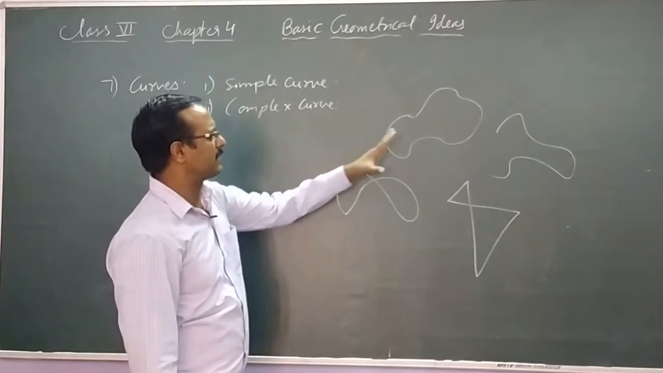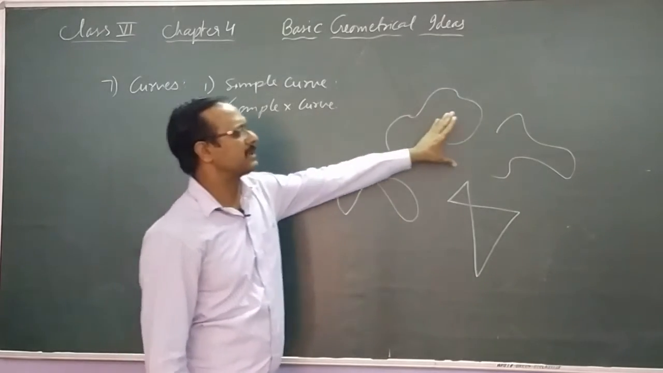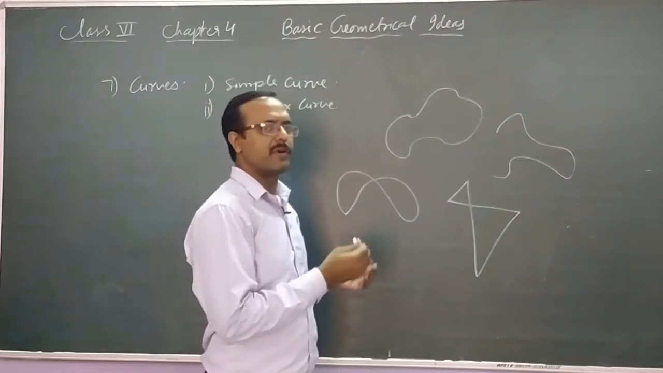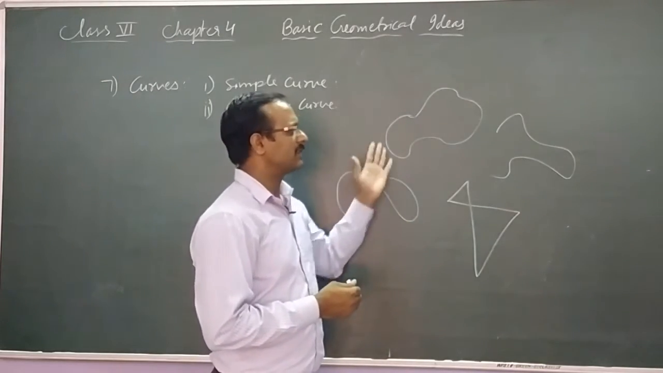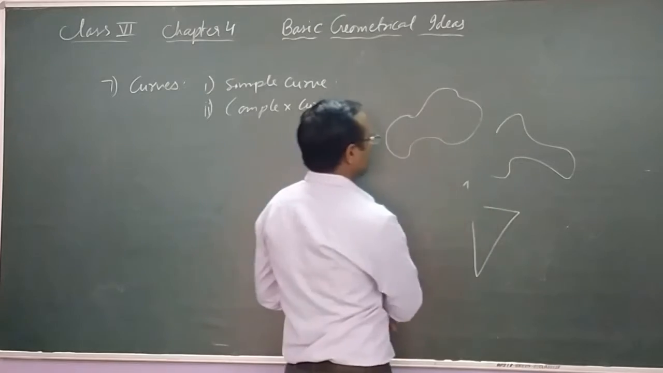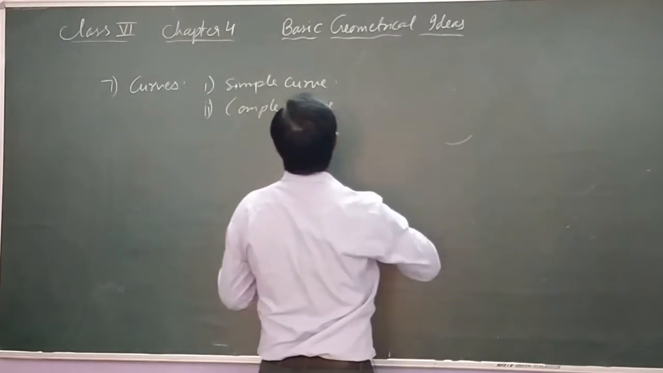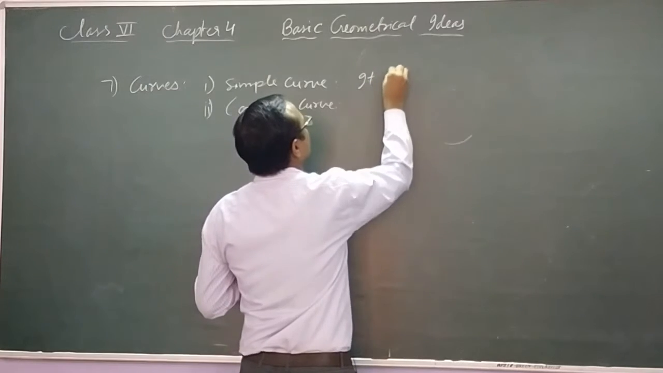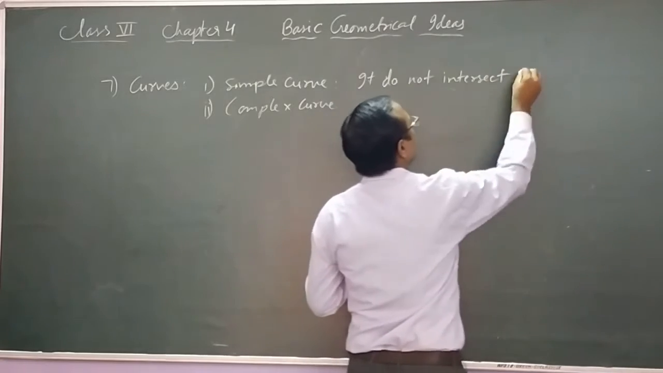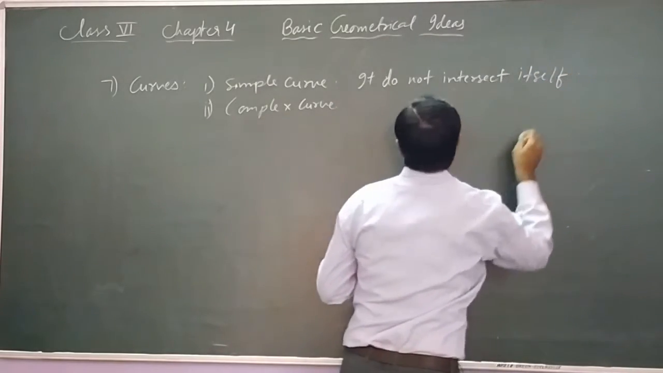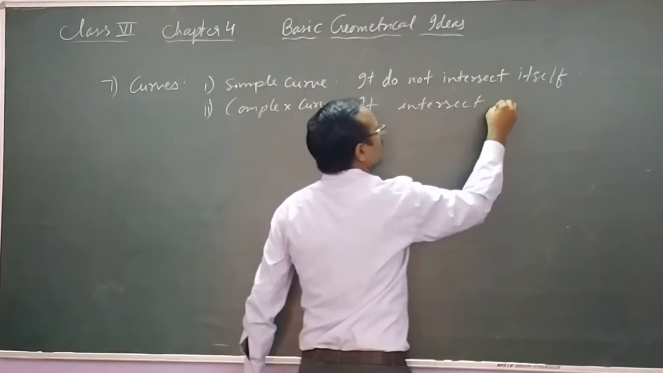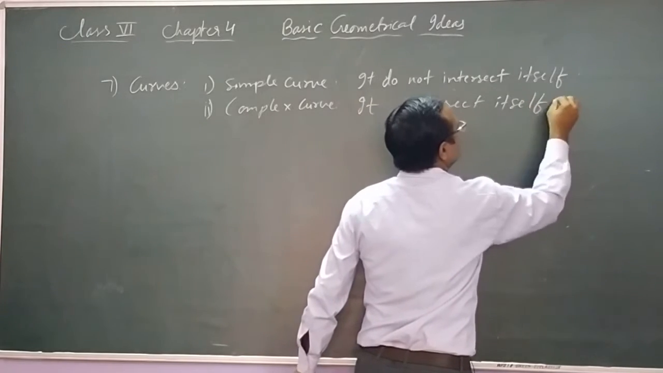So what is the difference between the two types of curves? This is a simple curve, this is a complex curve. If a curve intersects itself at some points, then it becomes a complex curve. Otherwise it will be a simple curve if it does not intersect itself. So this is the difference between the simple and complex curve. It does not intersect itself, it intersects itself at some point.